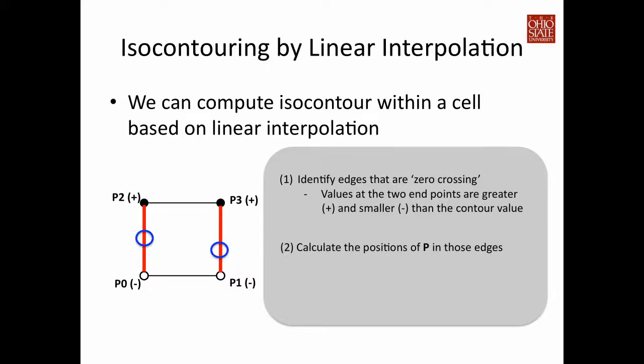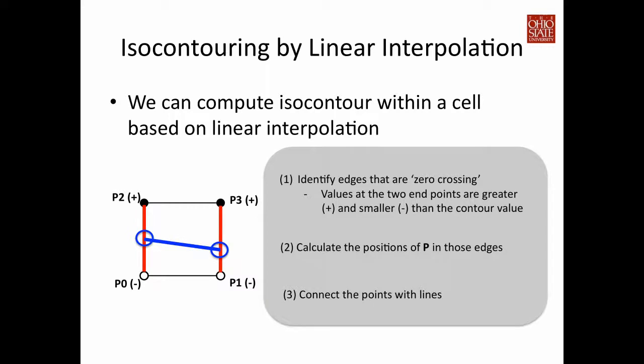Because you know the values at the two endpoints of the edge, you can actually calculate where on the edge the point will have value equal to C. I'm going to show you how to get this point through the principle of linear interpolation. In the example here, two vertical edges have zero crossing, and I apply the principle of linear interpolation to get the intersection point, that is the zero crossing.